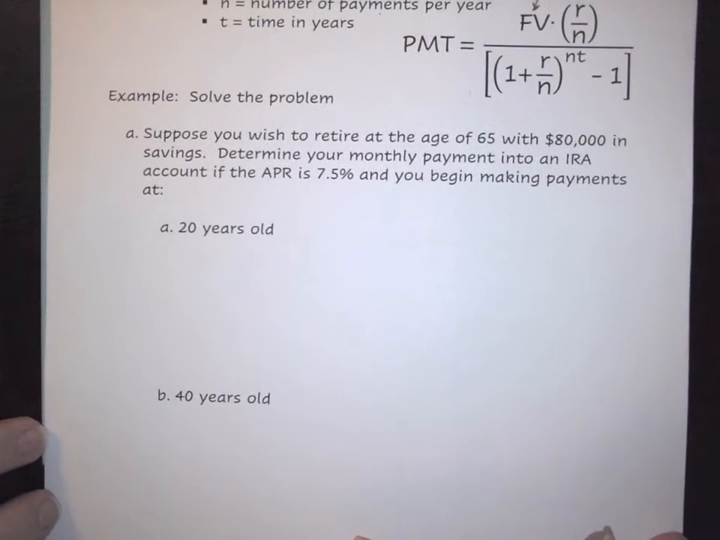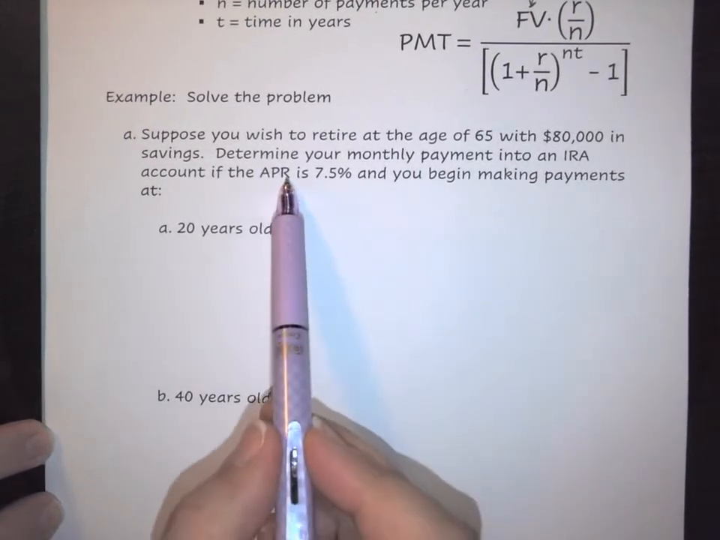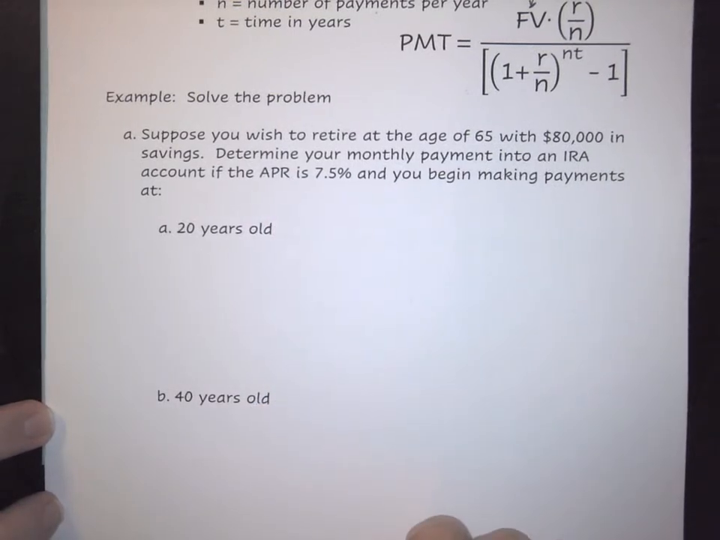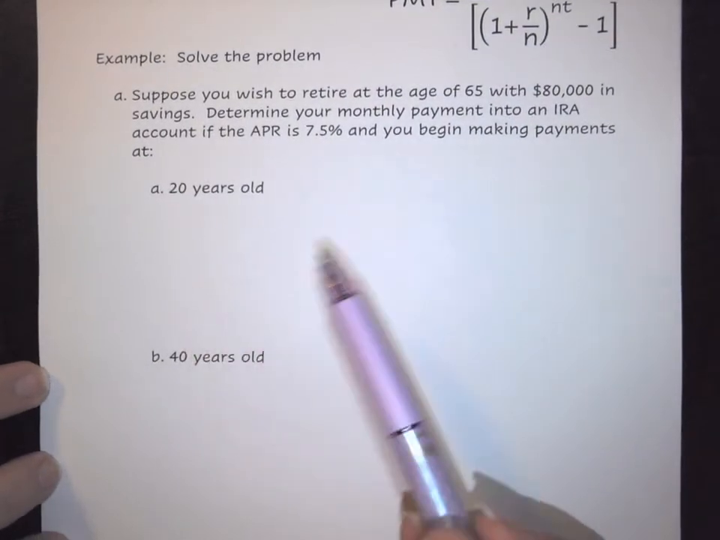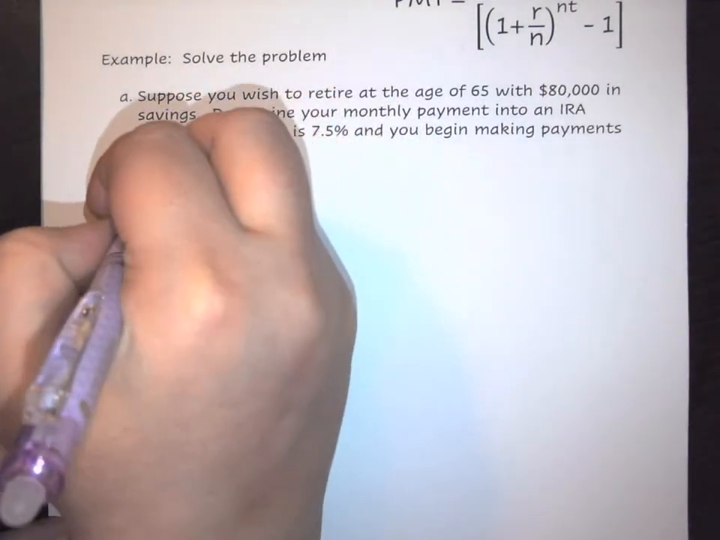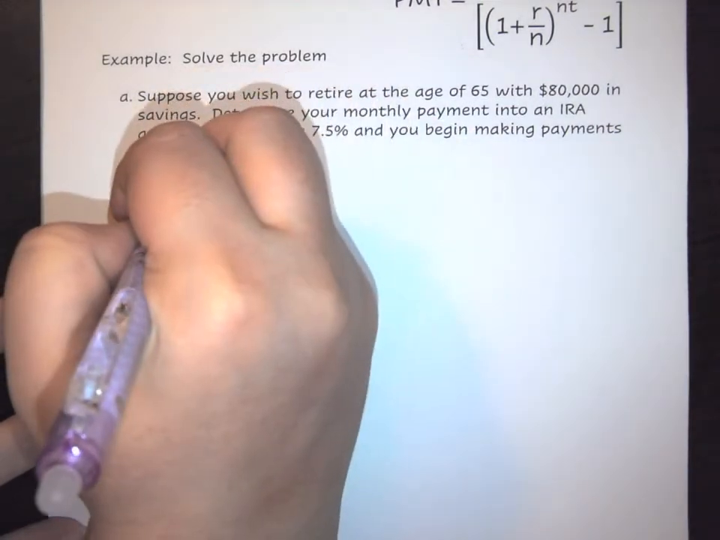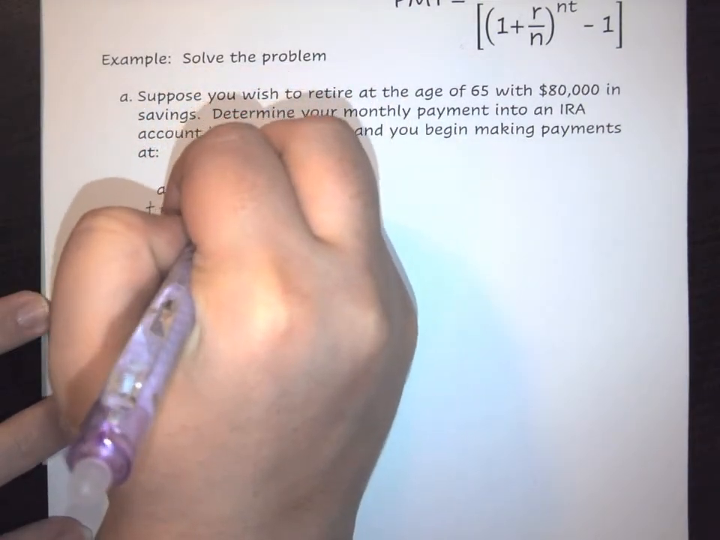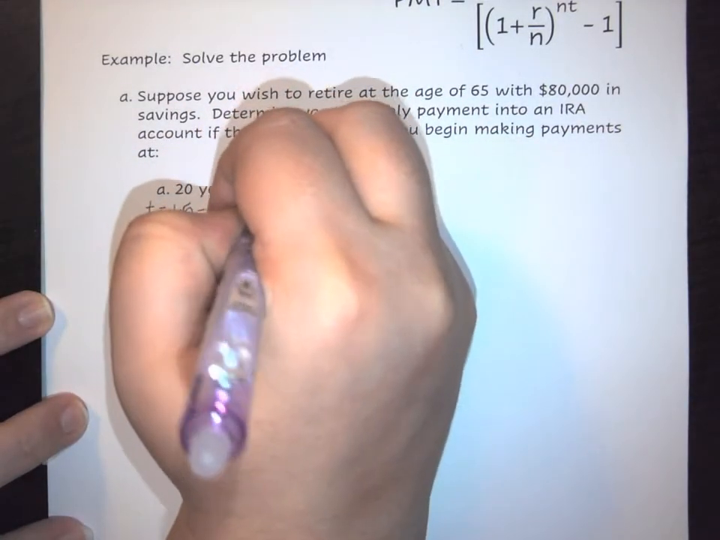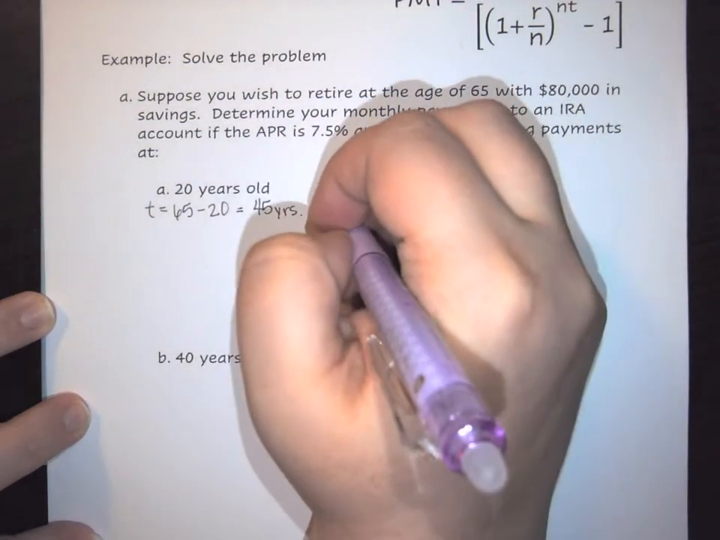So here we want to retire at the age of 65 with $80,000 in savings. We want to determine the monthly payment if we have a 7.5 APR, and we begin making payments at the following two cases. The first one is 20. Okay, so the first thing we need to do is calculate what our actual T is going to be. So I want to retire at 65 and I want to start making payments at 20. So this tells me that I'm going to be making payments for 45 years.